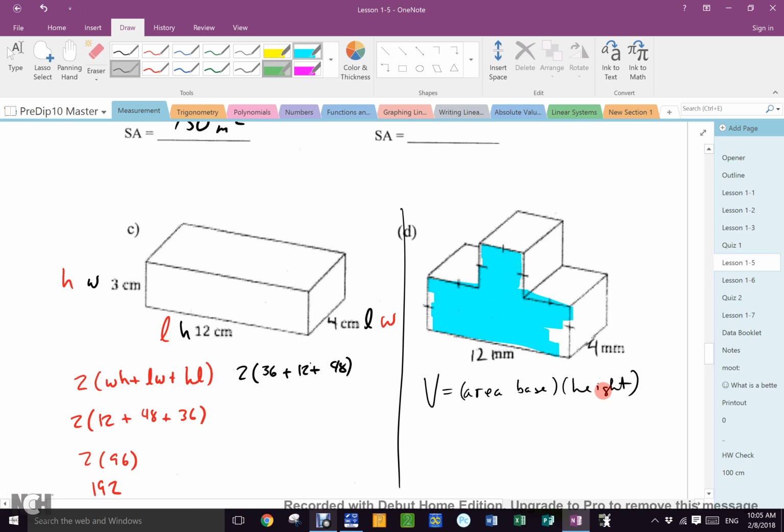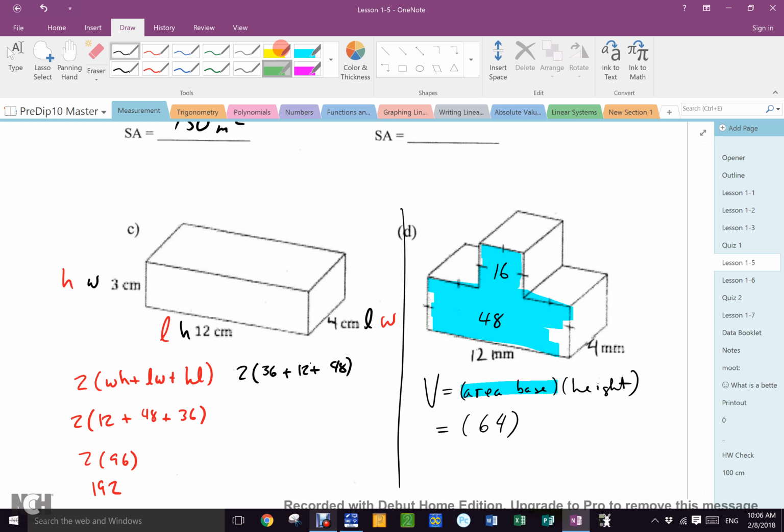All right. Now, what is the area of the base? It's everything blue. How big is this? 12 by 4, which is 48. How big is this? 4 by 4, which is 16. So how big's all the blue? 64. 64 by 4. And what's the height?